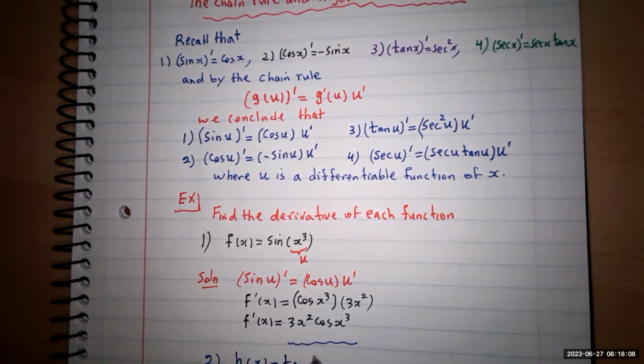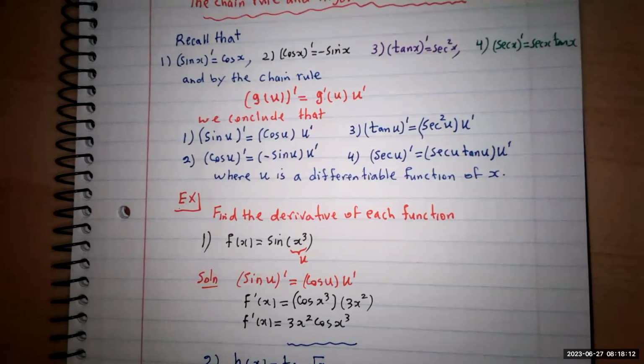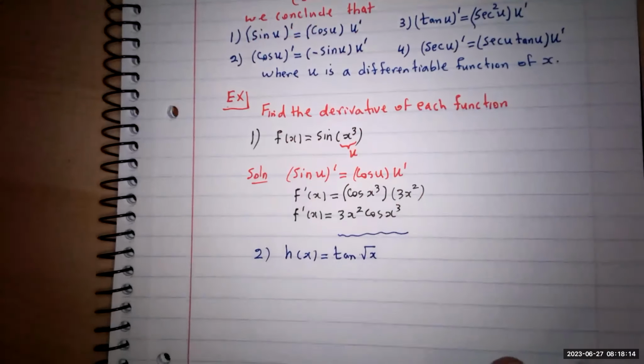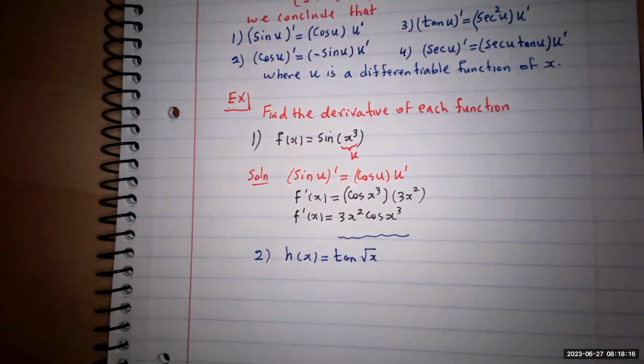Tangent of radical x. Let's say that's one. This radical x is popular. Sine of radical x, cosine of radical x, secant of radical x. This is going to be used quite a lot. So that's why we bring it up, so that you know how to deal with this one. Okay, then it's a composition of two functions. The outside function is tangent. The inside function is radical x.